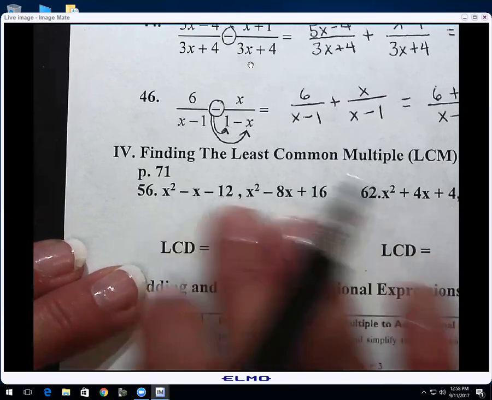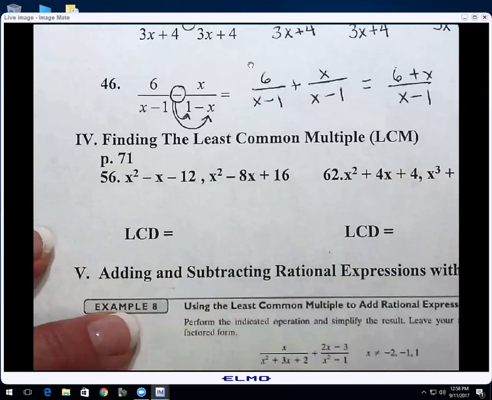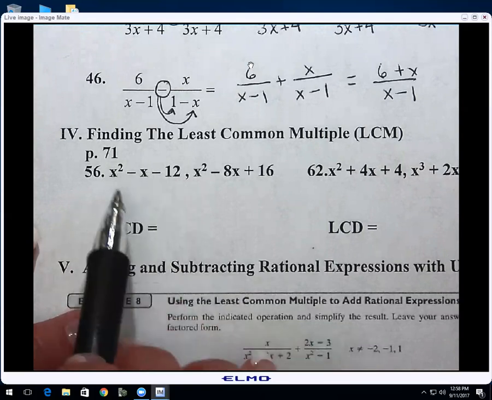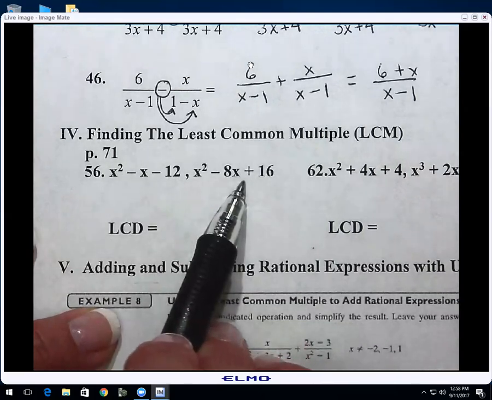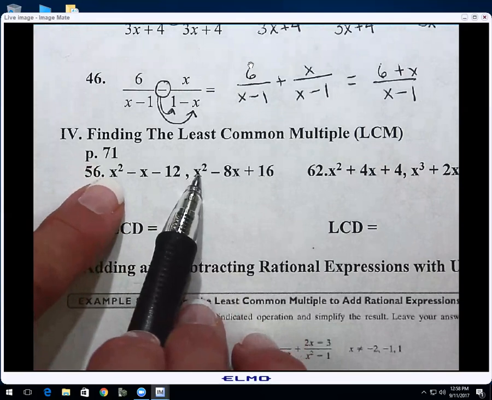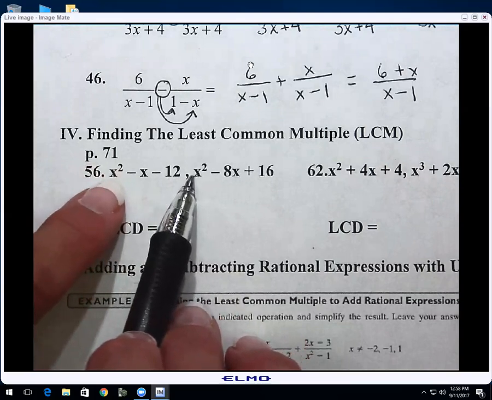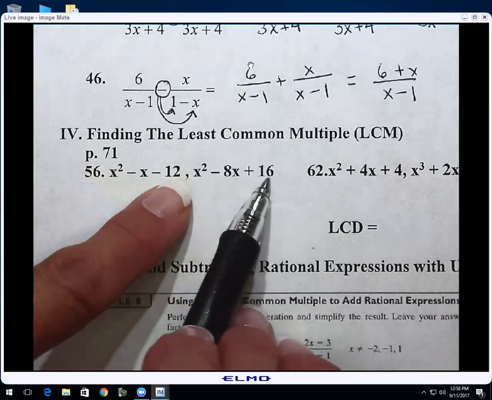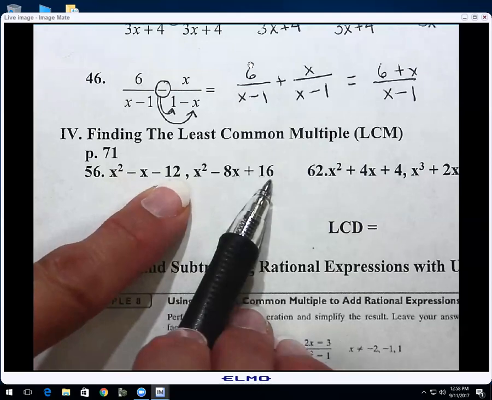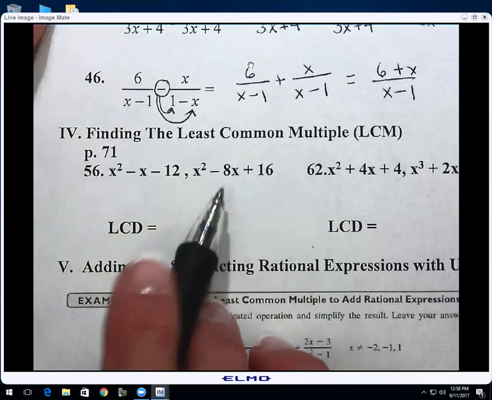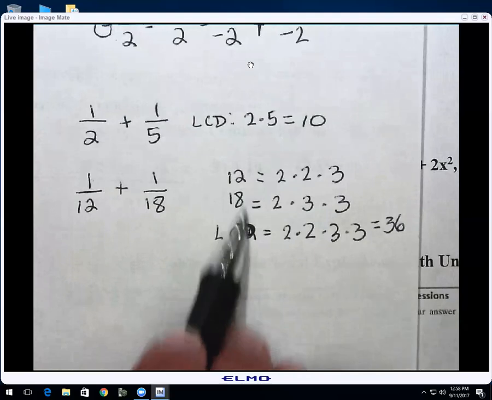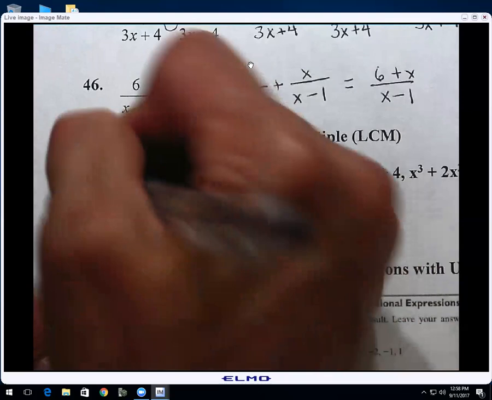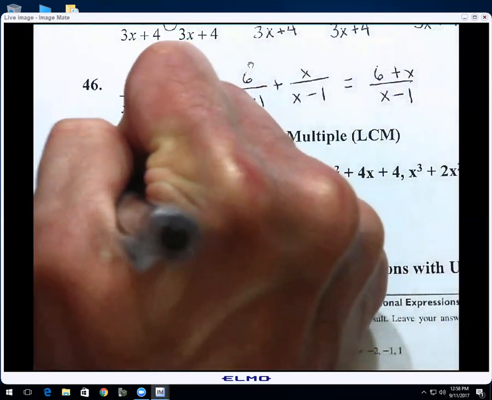This whole line here is find the least common multiple. Accidentally down here I typed LCD instead of LCM, but I'm still looking for what both of these will go into. And I can't do it factor by factor, or term by term. I can't say x squared and x squared will both go into x squared. I can't say 12 and 16 will both go into 48. I have to factor both of those, just like I had to factor the 12 and the 18 here. They're both the easy kind of trinomial, so I'm going to factor them quickly.